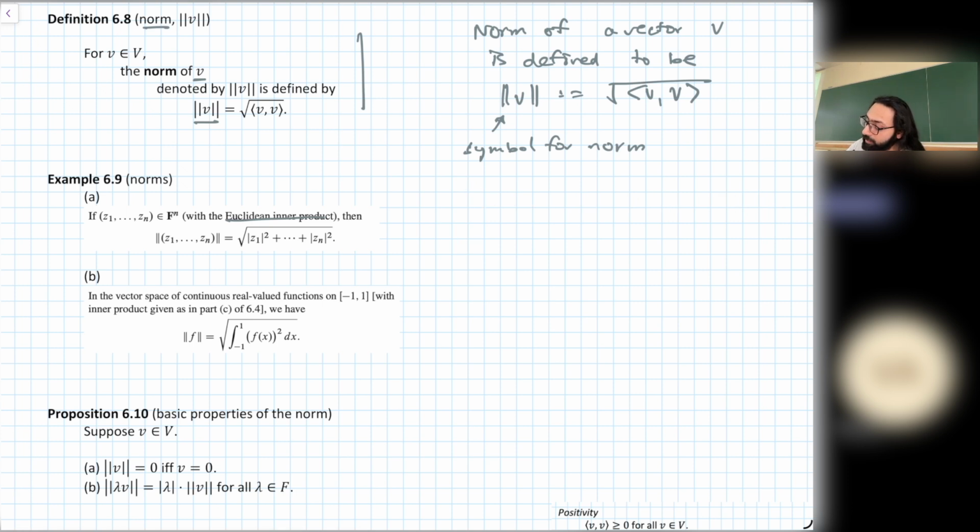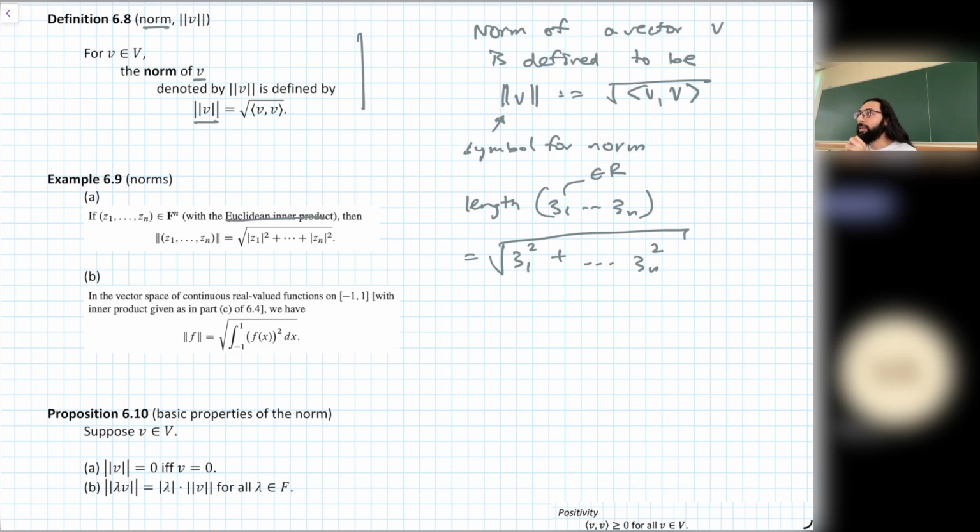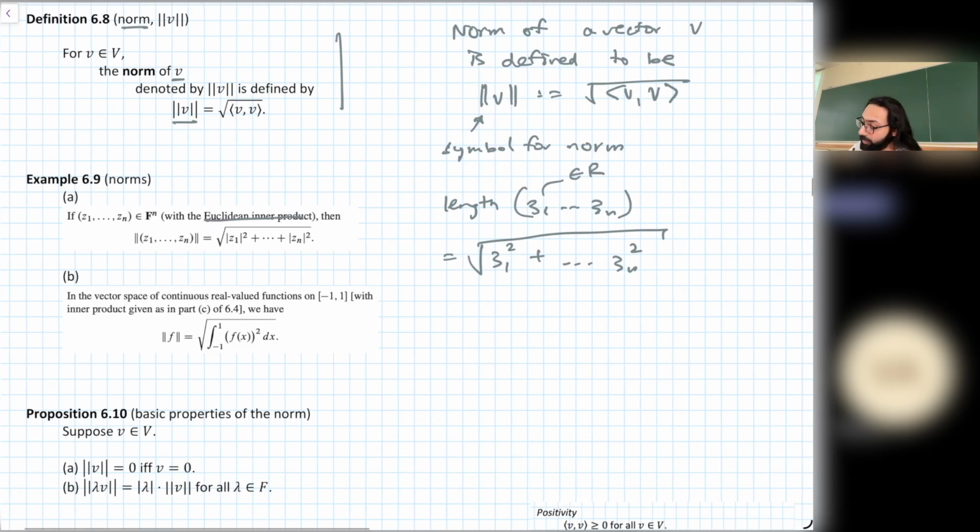The length of Z1 to Zn, this is your vector. The length is defined to be what? Z1 square plus ... Zn square. Suppose these are real, for simplicity. If all the components are real, then this is how we define the length. Geometrically, this is what we do. Correct?